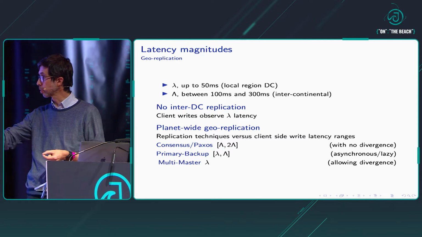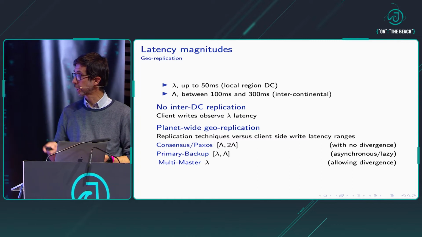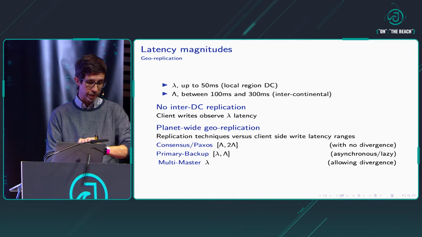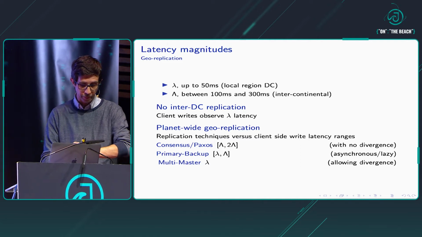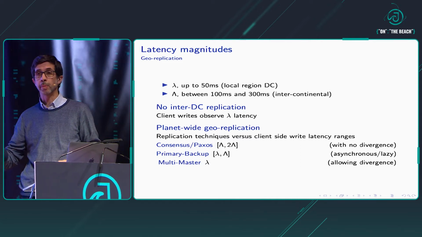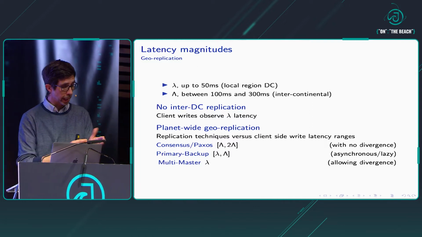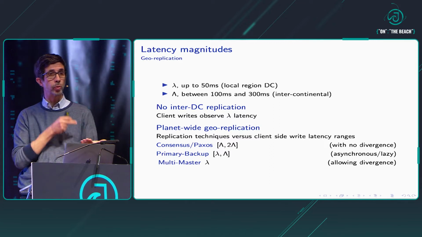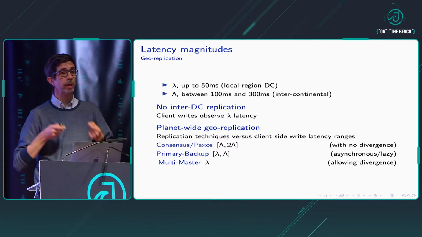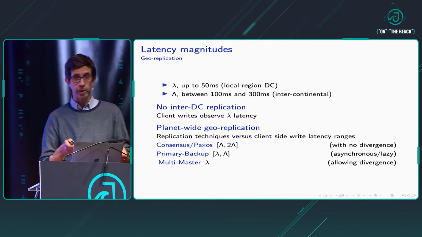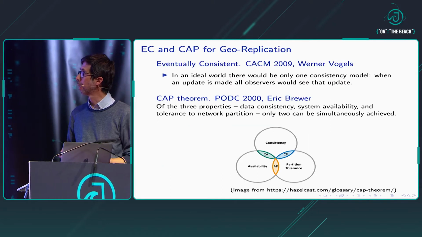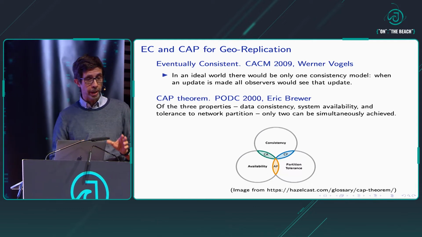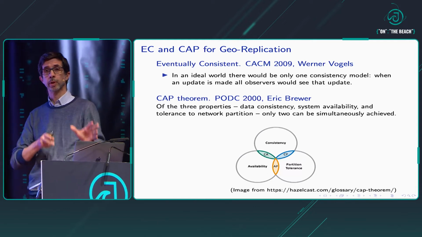Then you have some middle ground, the primary backup, which I'll not get into. But if you really want responsiveness, then you need to get into a multi-master system where you allow clients to communicate their updates locally to the local server, but then you get divergence in the system, and then you have to deal with divergence. So this talk will be about how to deal with divergence.